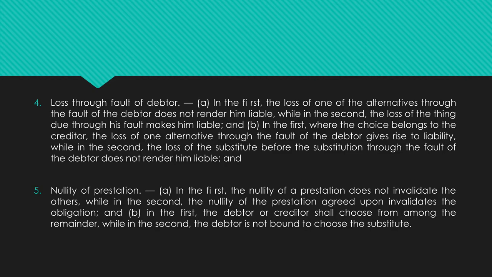Okay? The loss of one alternative through the fault of the debtor gives rise to the liability, while in the second, the loss of the substitute before substitution will not render the debtor liable. Nullity of prestation. In alternative, the nullity of a prestation does not invalidate others, while in the second, the nullity of the prestation agreed upon invalidates the obligation.